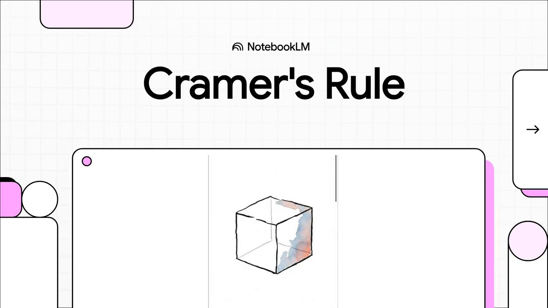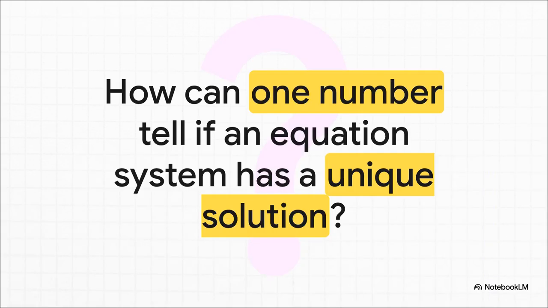Today, we're diving into something called Cramer's rule. It's this incredible place where a puzzle in algebra gets its answer from the world of geometry. We're going to see how a concept like volume can actually be used to solve for unknown variables in an equation. It's pretty wild.